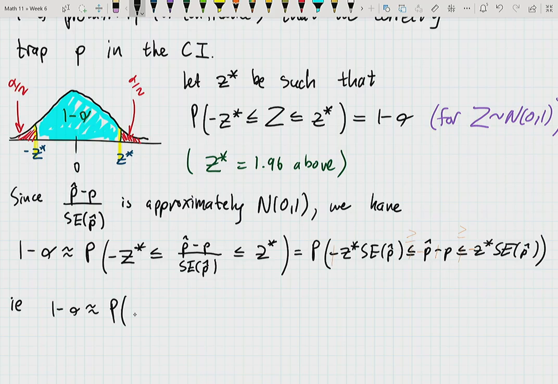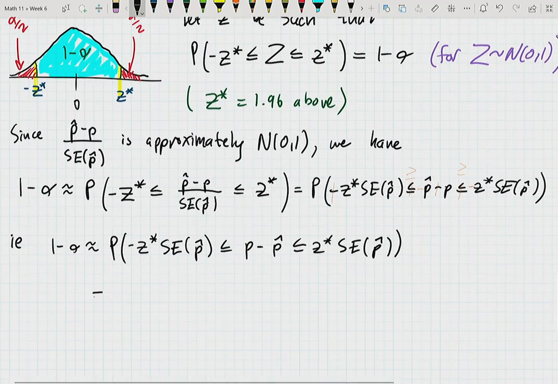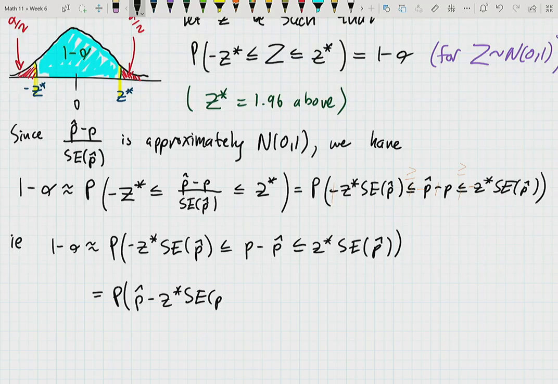So I have the probability that negative z star is less than p minus p hat is less than z star times the standard error of p hat, which I can just add p hat to everything, is the probability that p hat minus z star times the standard error of p hat is less than or equal to p is less than p hat plus z star times the standard error of p hat. And that's my confidence interval.